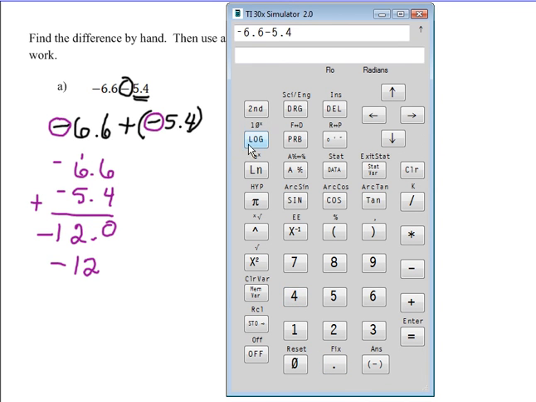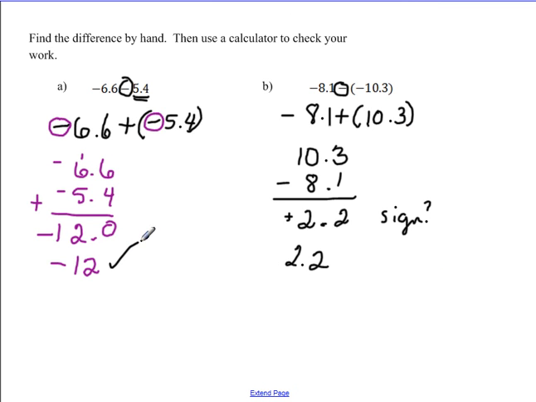minus, now we use subtraction, 5.4. And notice we're using the original problem that we were given, not the one that we changed it to. This will help us to make sure that we did all of our changes correctly. So always go back to the original problem. If we do that subtraction, we end up with negative 12. Yep, and that checks just like we thought it should.